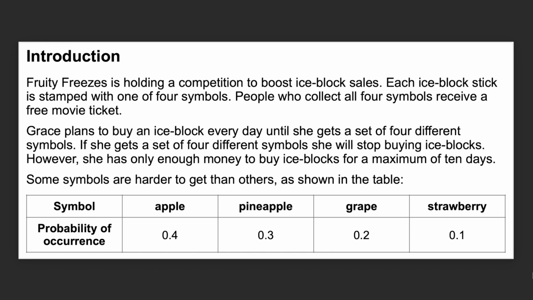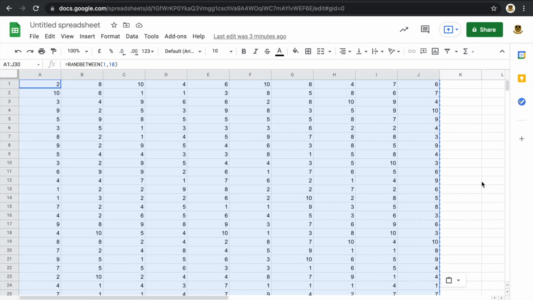Now, a probability of 0.4 for the apple symbol means that 4 of those sides of the 10-sided dice need to represent apples. And the pineapple having a 0.3 means that 3 of the sides of the 10-sided dice need to represent pineapples. The grape being 0.2 means 2 sides, and the strawberry being 0.1 or 1/10 means that 1 out of the 10 sides of the dice needs to represent strawberries. So we need a little bit of a key that relates our random numbers that we've generated to these symbols. Let's do that now. Okay, we're back at the Google Sheet.